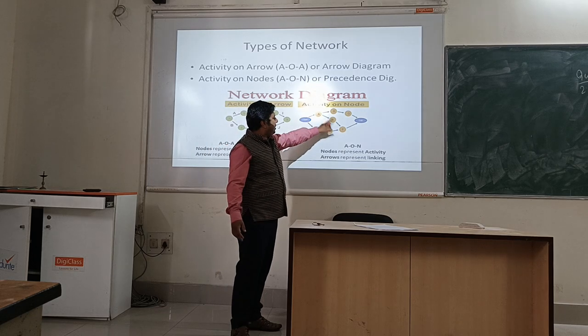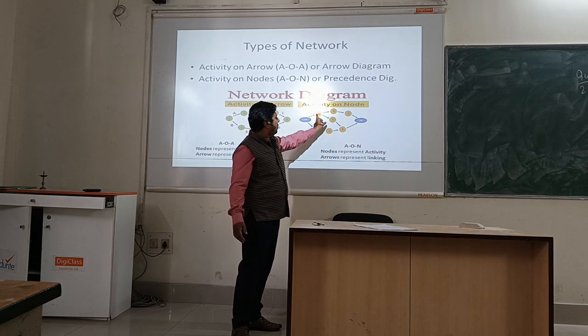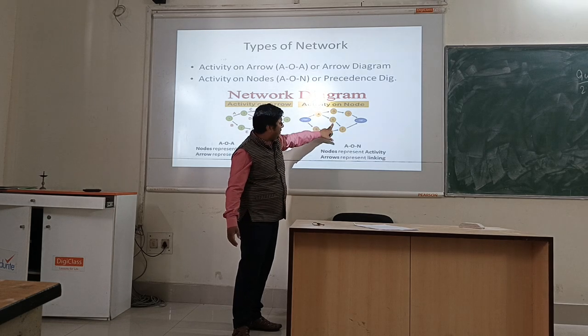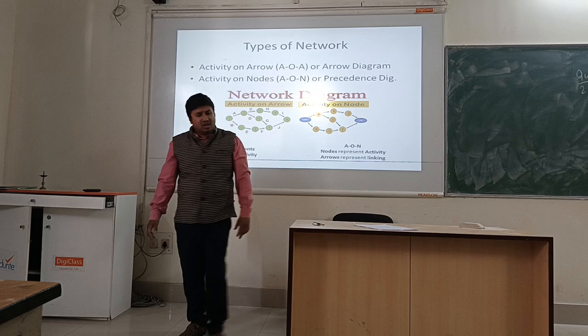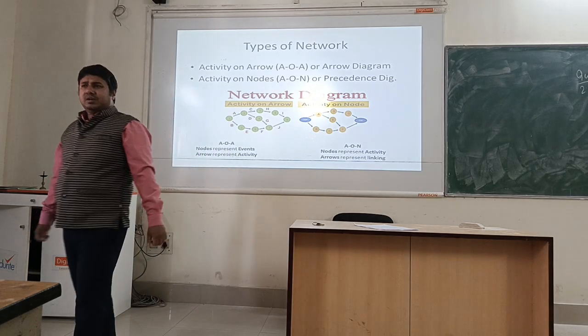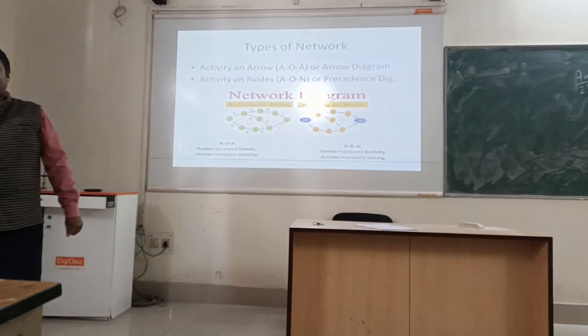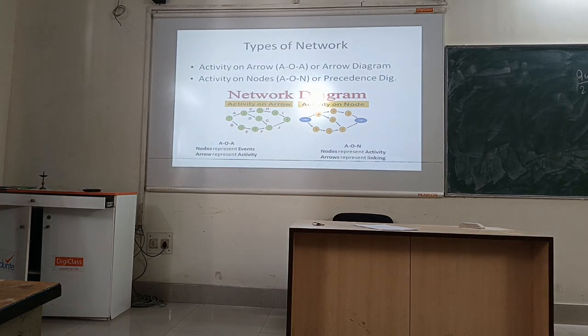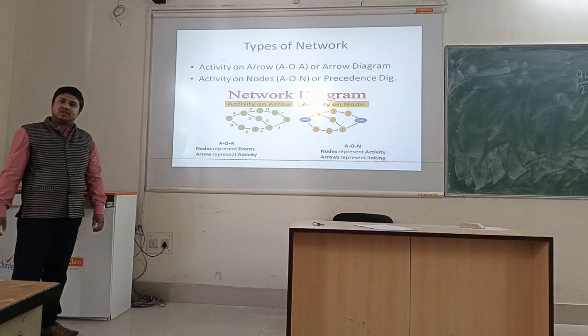A, E, F, these are interlinked, and this A can be done once A is finished. We can proceed with the D as well. This way we can visualize this network diagram. Okay, understood? Is it clear?